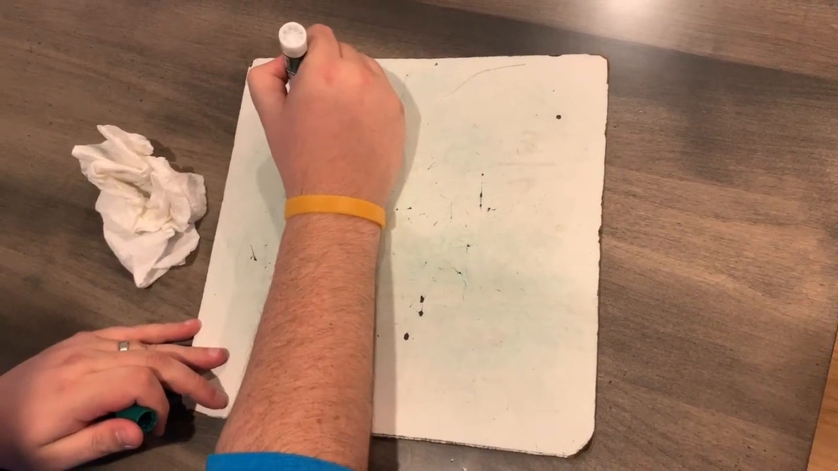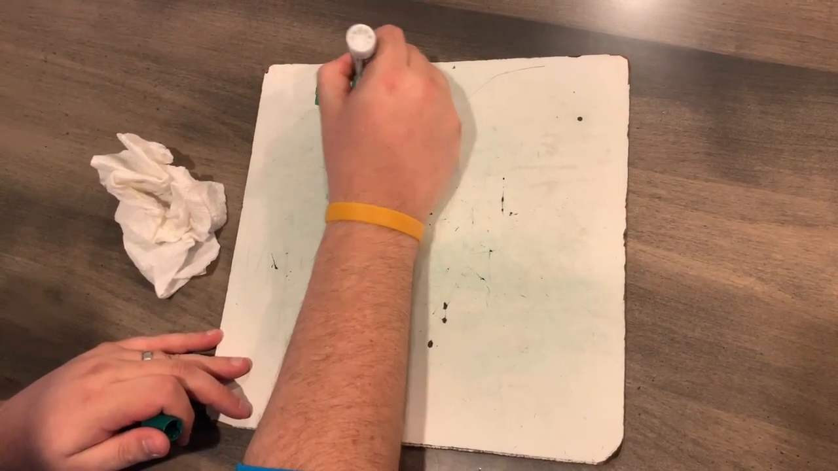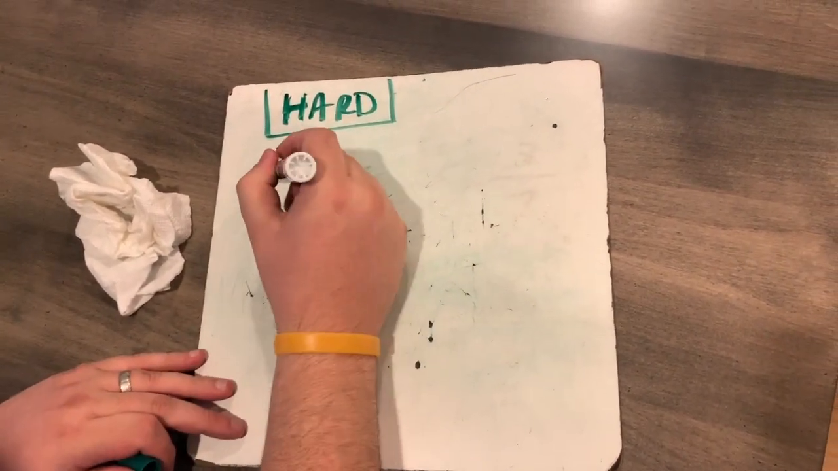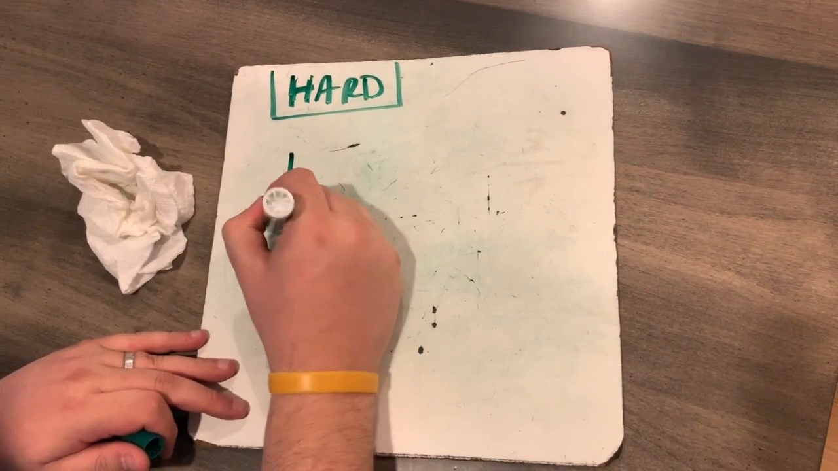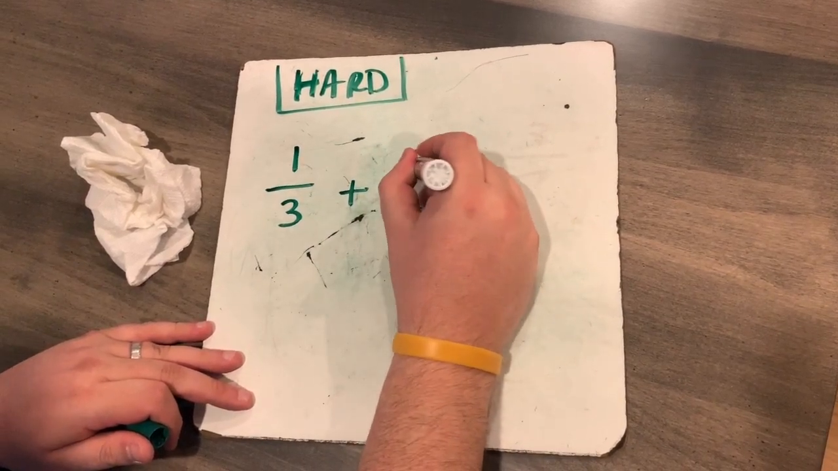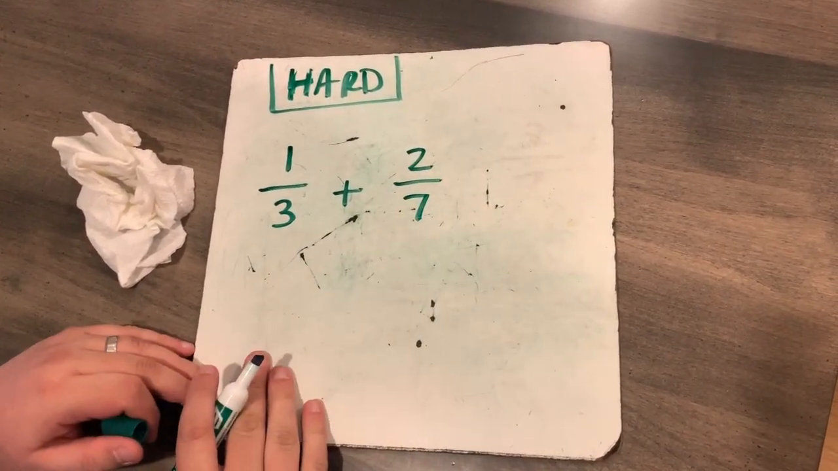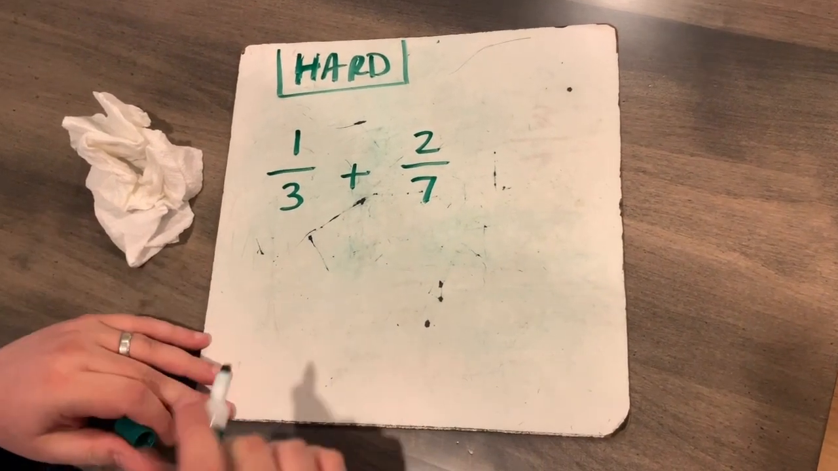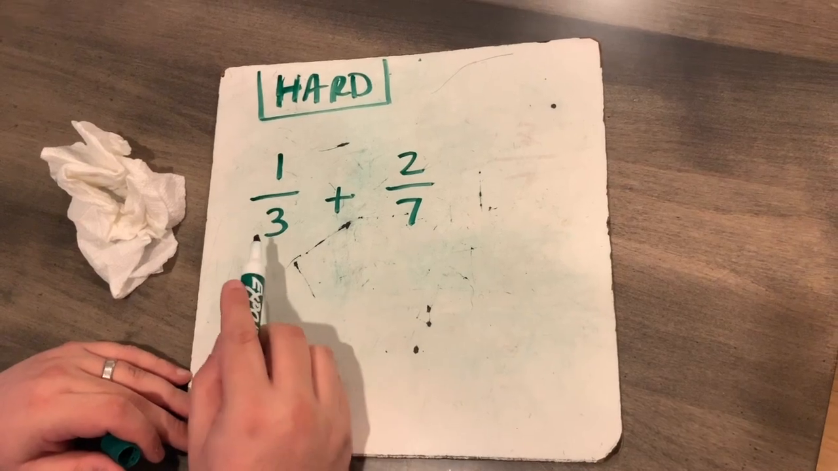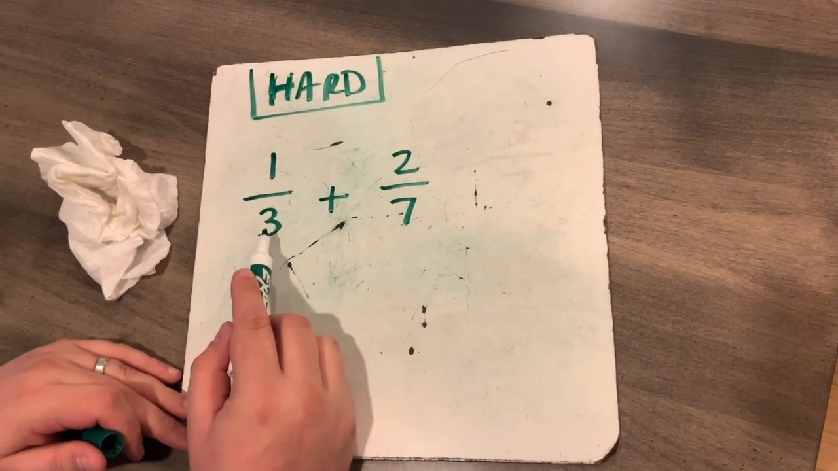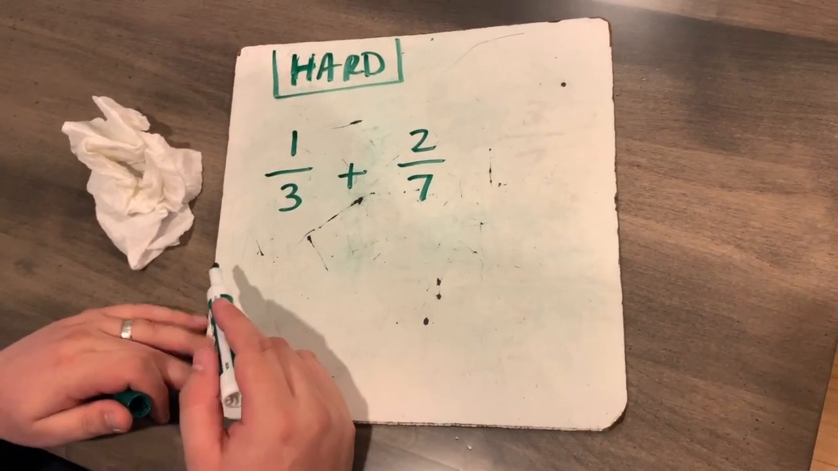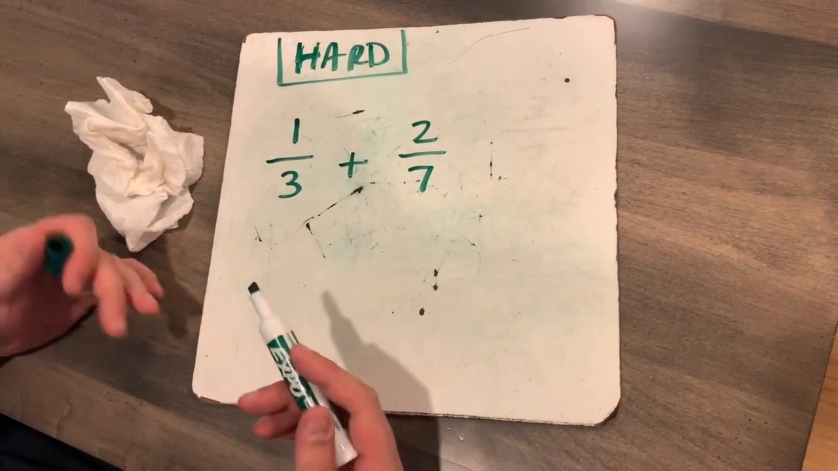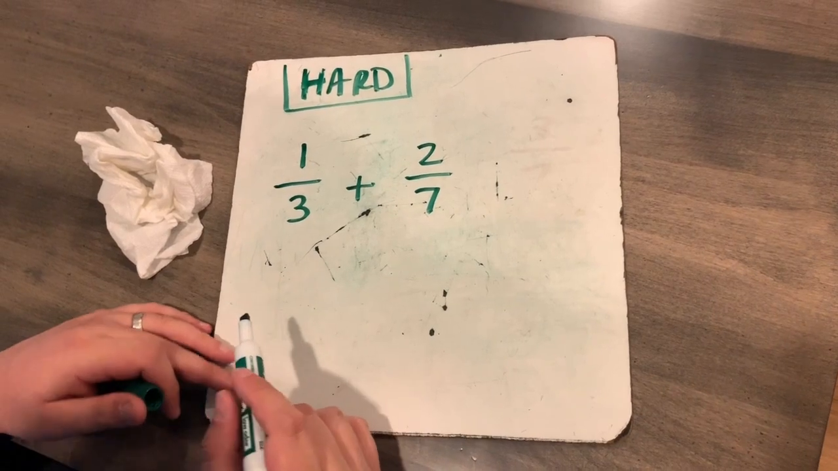Okay, so the hard ones. This is when we have something like 1/3 plus 2/7. The denominators are not the same. Then I ask myself, can I turn one of them into the other? Well, I can't think of anything 3 times that will equal 7. Same, 7 times whatever can't equal 3. So I'm going to have to find a denominator for both of them.